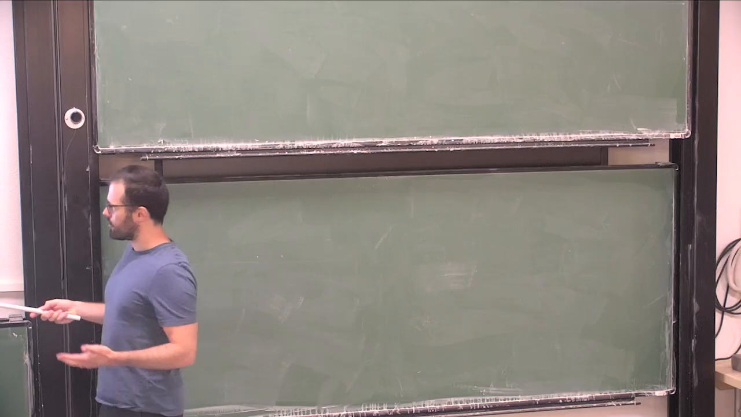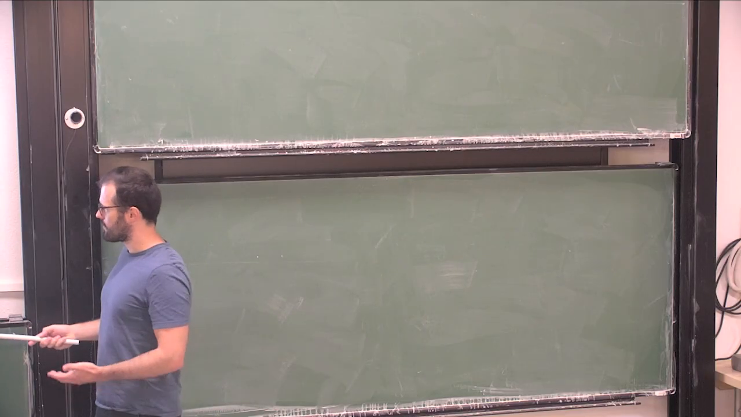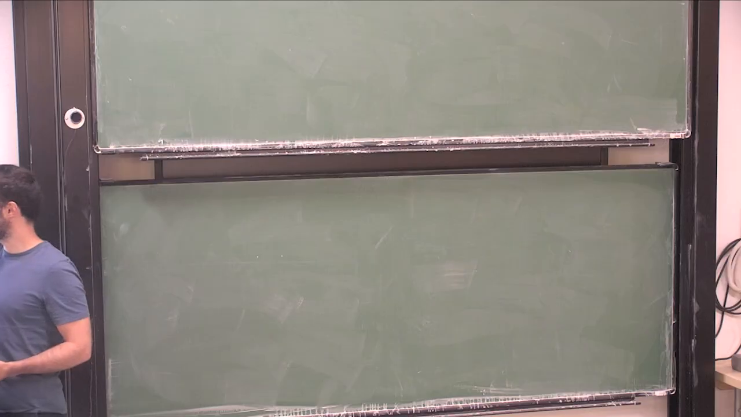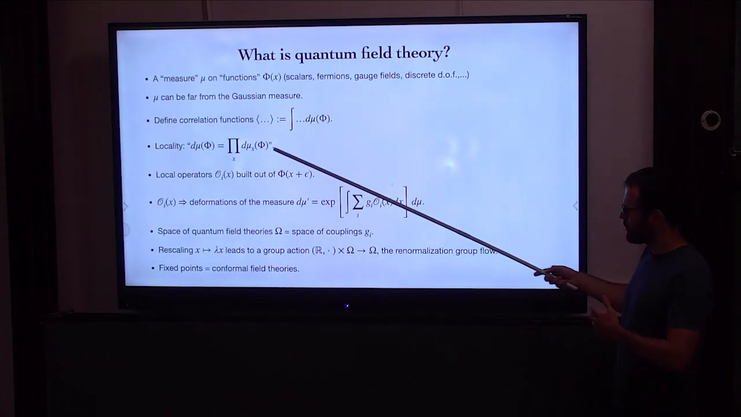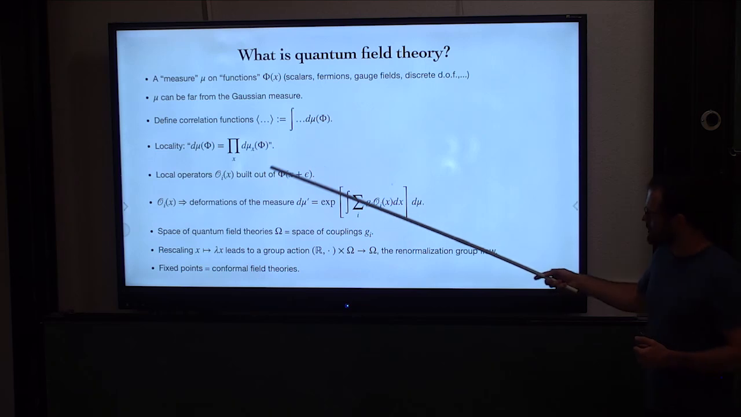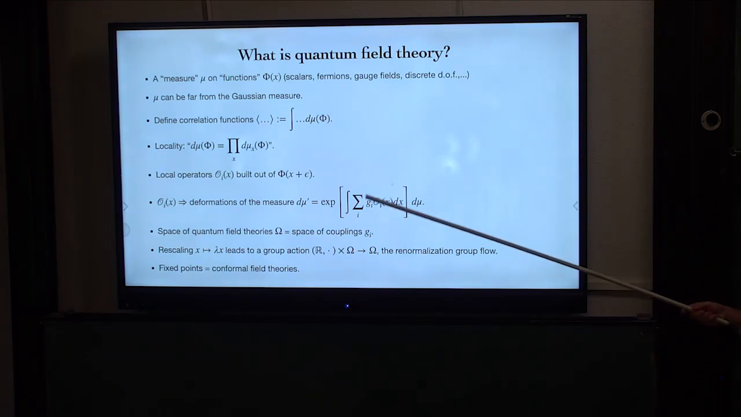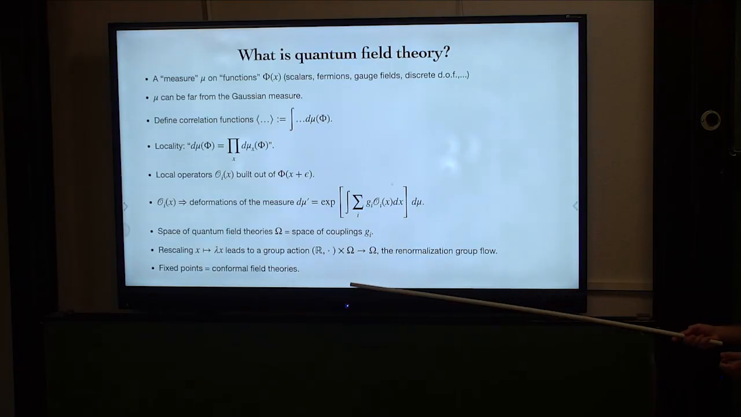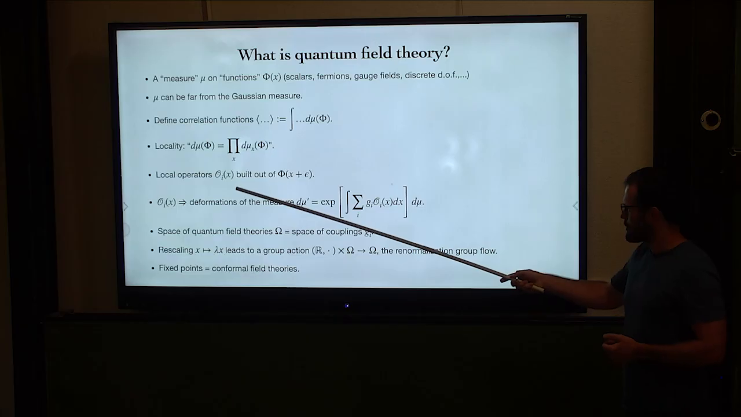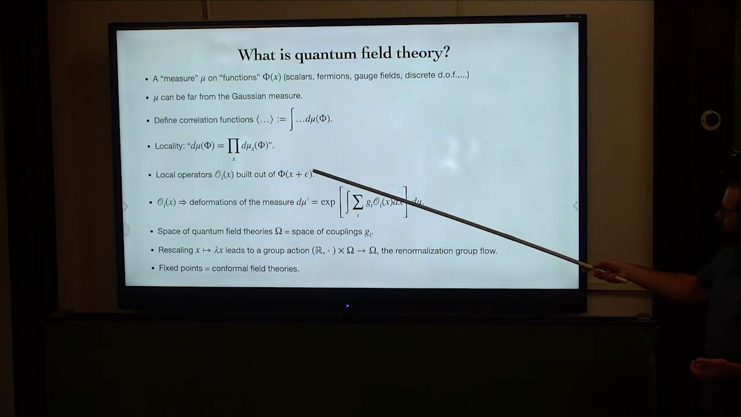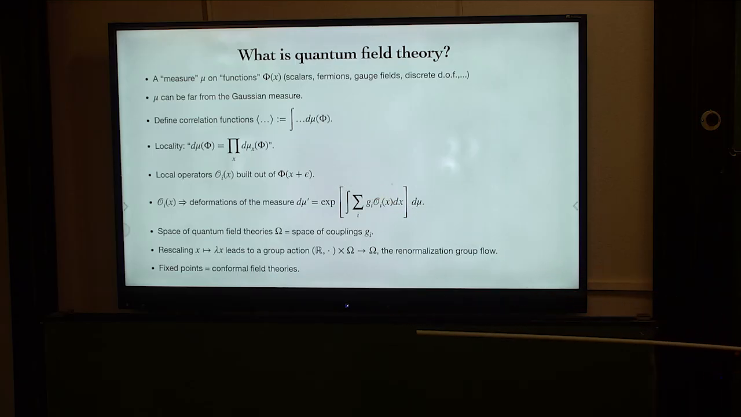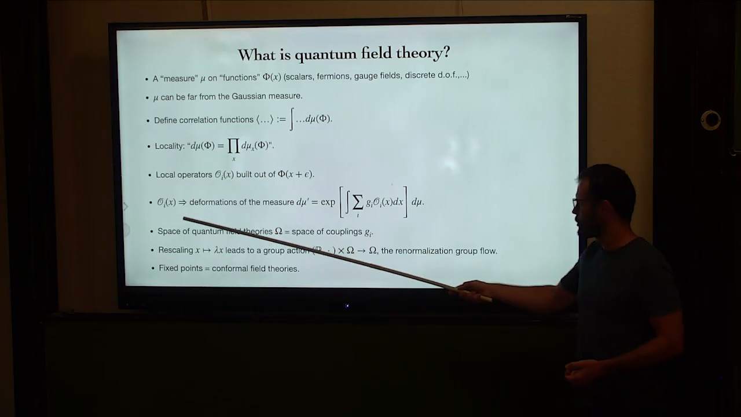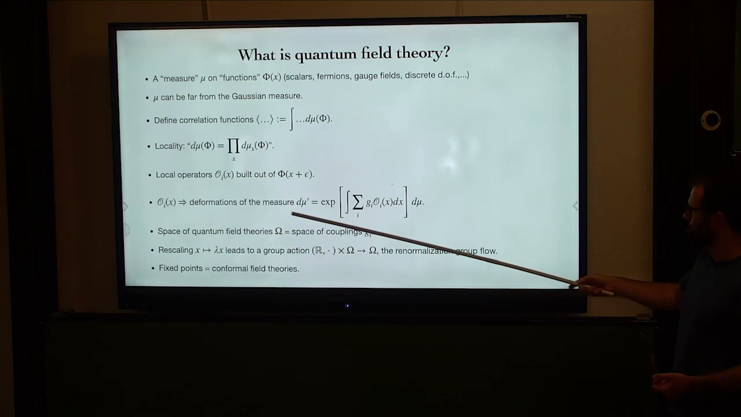Now this measure is not just some arbitrary measure, and the most important constraint that it should satisfy is locality, which is roughly speaking that it kind of factors over the points. This is not really a precise equation, but it's supposed to be a rough description of what locality means. Then you can talk about local operators, which are random variables built out of these local fields in the infinitesimal neighborhood of a point. And the main purpose in life of these local operators is that you can use them to deform the measure in such a way that it remains local.